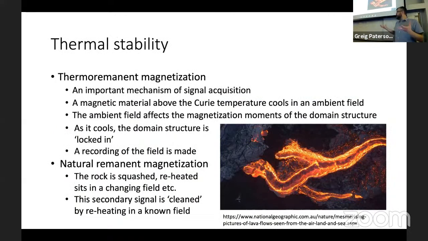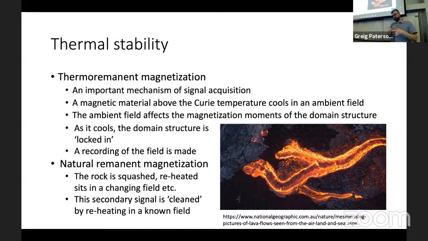Other mechanisms that we can look at are the thermal stability of grains. We know that thermal remnant magnetization is a really important mechanism by which grains acquire their signals. And we also know that the ambient field affects the magnetization moments in the domain structures.